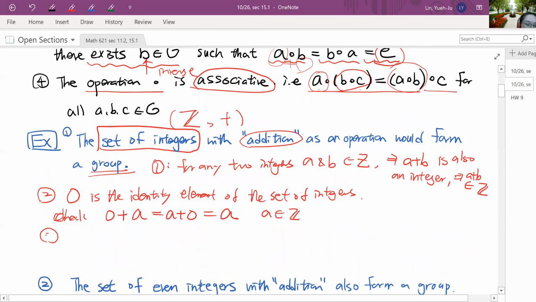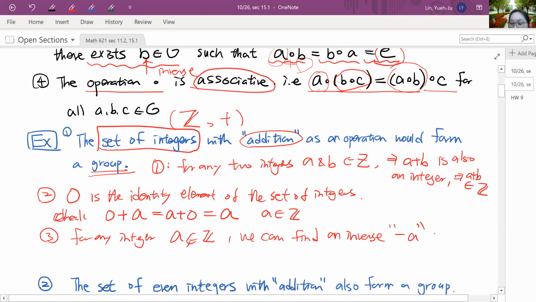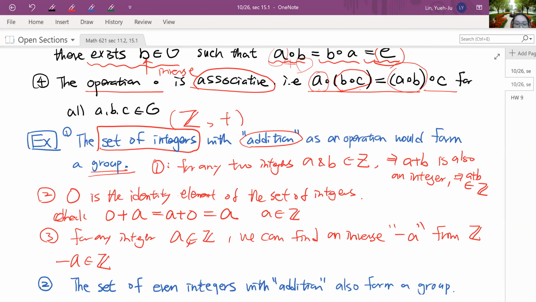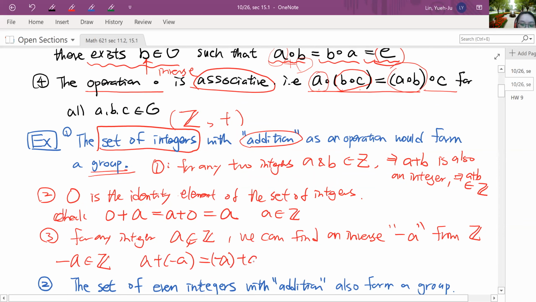So you can see that the third one is: for any integer a from the set of integers, we can find an inverse, which is essentially -a, from the same set Z. Because if you have an integer, the minus of that integer will also be an integer. So we know a plus -a is the same as -a plus a, which is 0, so we really checked that there's an inverse element from the same set.